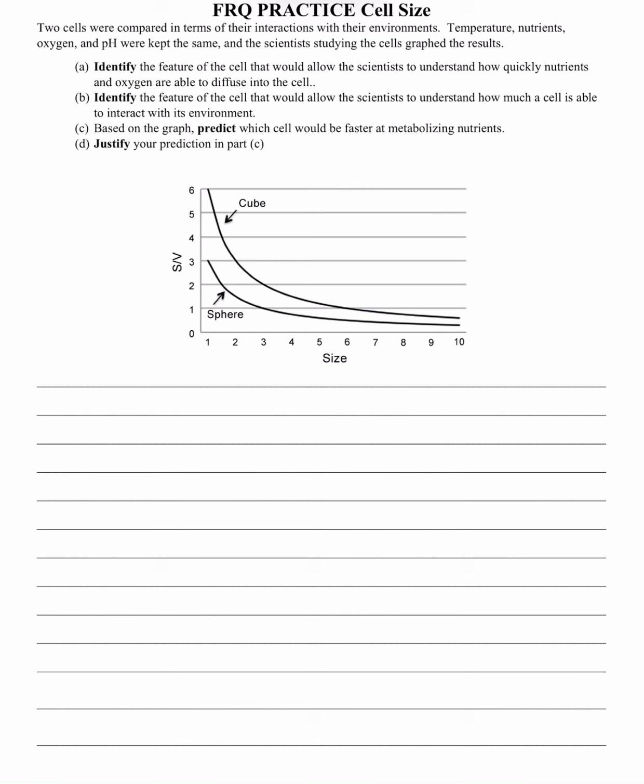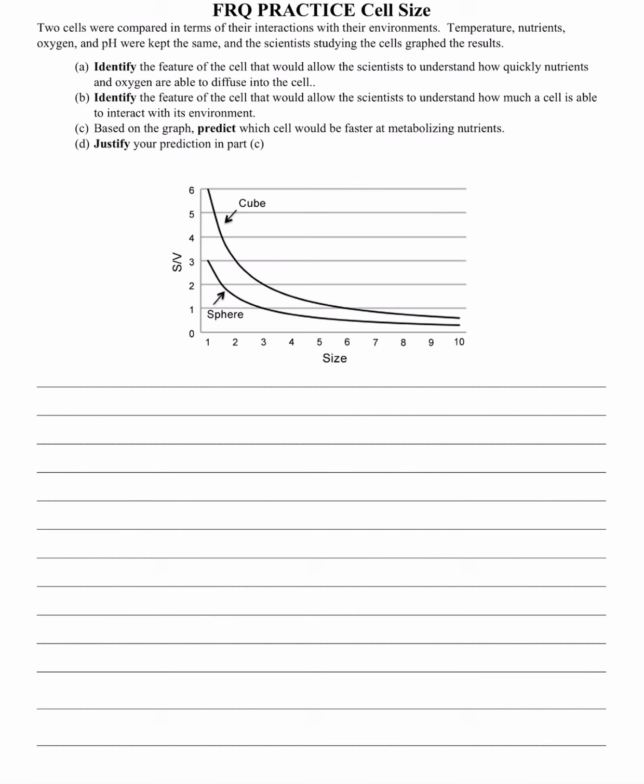The prompt says two cells were compared in terms of their interactions with their environments. Temperature, nutrients, oxygen, and pH were kept the same, and the scientists studying the cells graphed the results. They also included the graph below of the size and the surface area to volume ratio.